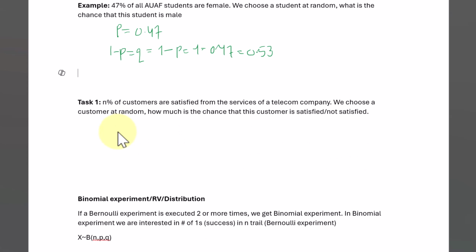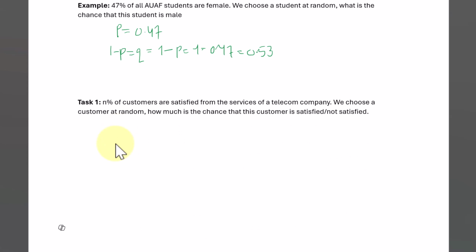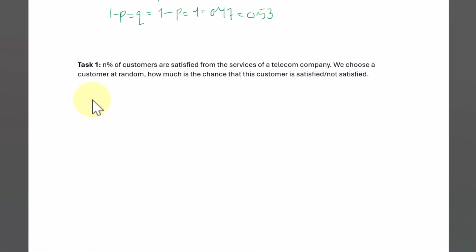Task 1 for you is to consider the following example. N% of customers are satisfied with the services of a telecom company. We choose a customer at random. How much is the chance that this customer is satisfied or not satisfied with the services of the company? Choose n yourself. Of course, this n has to be somewhere between 0 and 1, or 0 to 100%.